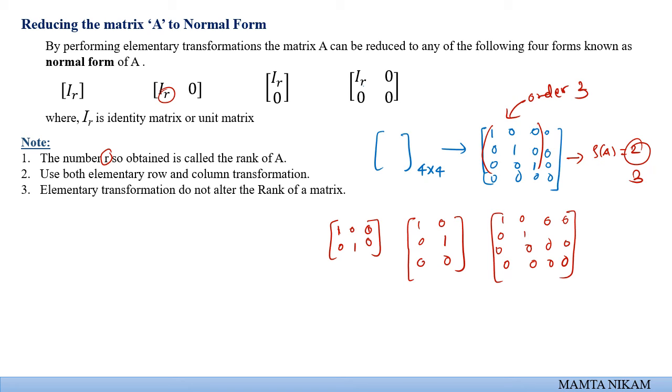Note that we have to perform row as well as column transformations here. Also remember, elementary transformations do not alter the rank of a matrix. If you perform first row and then column, or first column and then row, or go simultaneously with row and column, it is not going to affect the rank. You will get the expected rank of the matrix. Fine, so let us see an example based on this.